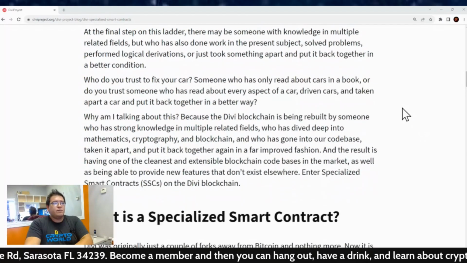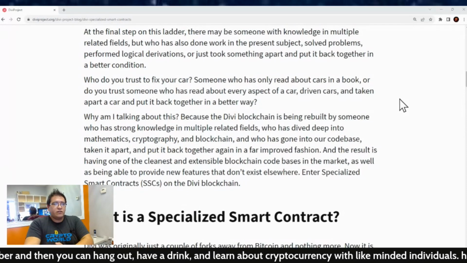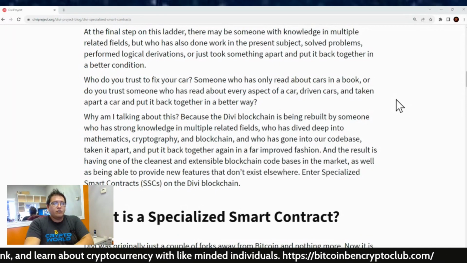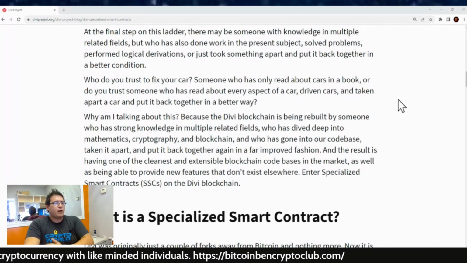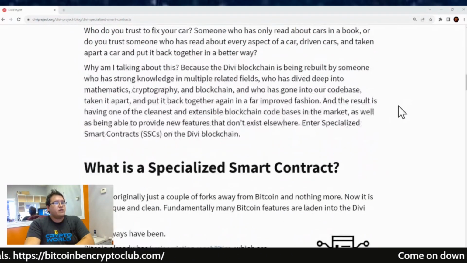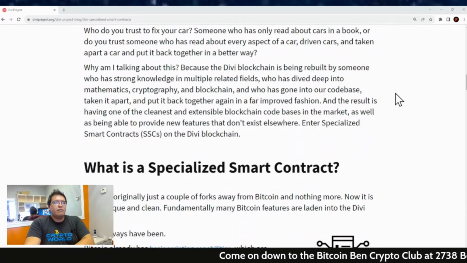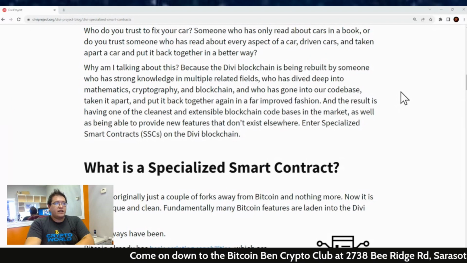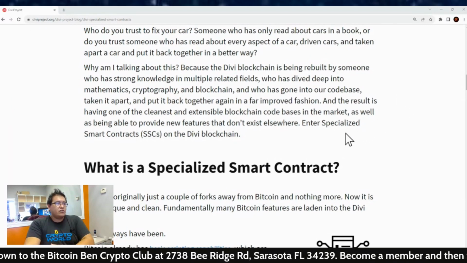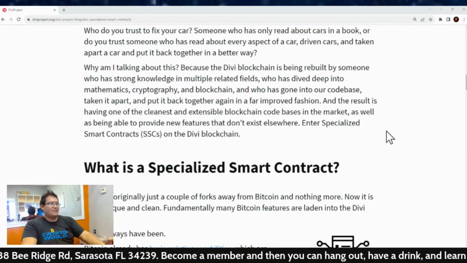Well, that's because the Divi blockchain is being rebuilt by someone who has strong knowledge in multiple related fields, who has dived deep into mathematics, cryptography, and blockchain, and who has gone into our code base, taken it apart, and put it back together again in a fair, improved fashion. And the result is having one of the cleanest and extensible blockchain code bases in the market, as well as being able to provide new features that don't exist elsewhere. Now, here enters specialized smart contracts, otherwise known as SSCs, on the Divi blockchain. So yes, exciting. That was a great intro.